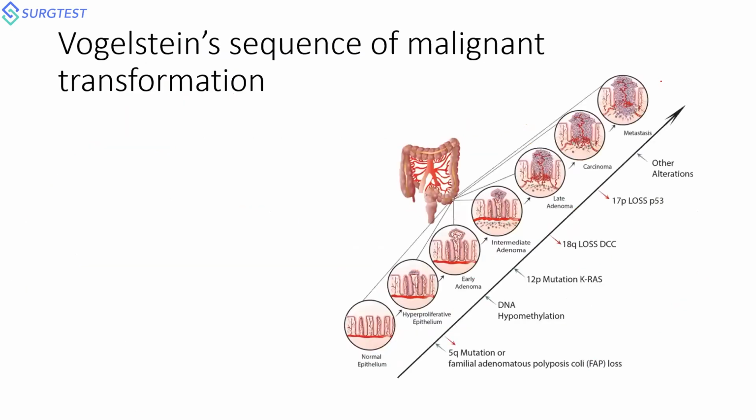So these particular genes that I've been talking about are responsible for the transformation of a normal cell into a malignant cell. I've taken an example of one of the famously quoted sequences, the Fearon-Vogelstein sequence of malignant transformation. This is exactly the sequence of the particular genes, the oncogene and your tumor suppressor gene, that are involved in your malignant transformation.